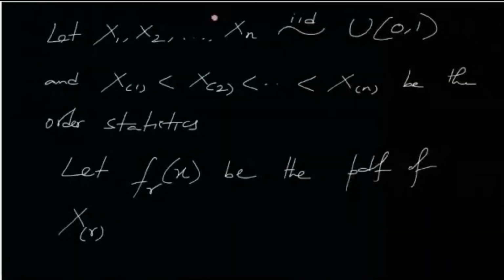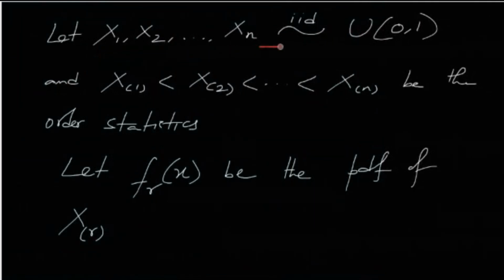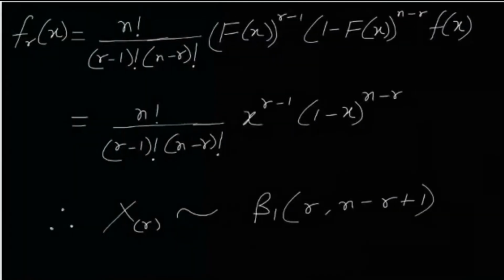So let X1 through Xn be IID uniform 0, 1. Let a random sample of size n be taken from the uniform 0, 1 distribution, where X order 1, X order 2, up to X order n are the order statistics. Then let fr of x be the PDF of X order r, that means the PDF of the rth order statistic. Now we know that fr of x is n factorial by r minus 1 factorial into n minus r factorial, times Fx to the power r minus 1, into 1 minus Fx to the power n minus r, into fx.